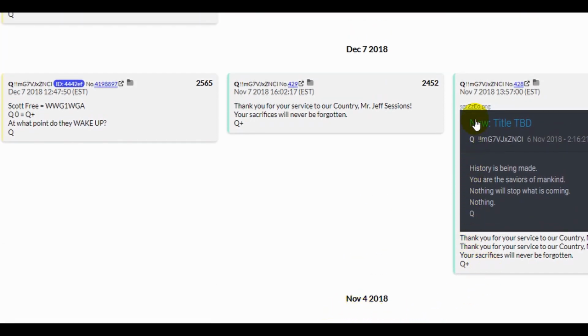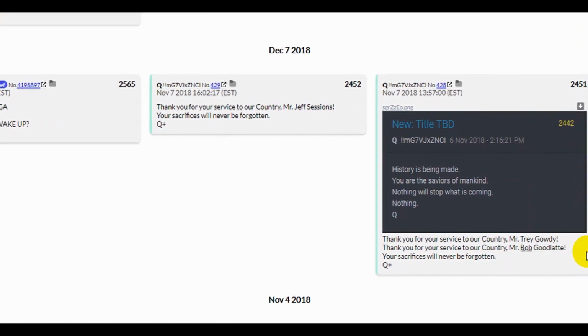Scrolling up, November 7, 2018, we have another series of exclamation marks, and in this case Q plus is saying thank you for your service to various people. This part is a bit odd to me. If this is Austin Steinbart from the future, I'm not sure what additional relevance these individuals from this time period would have to him.